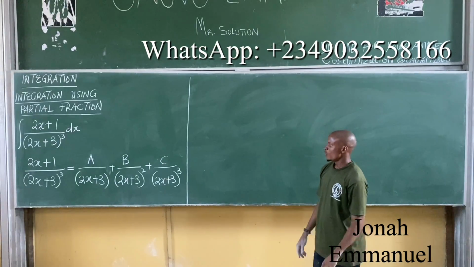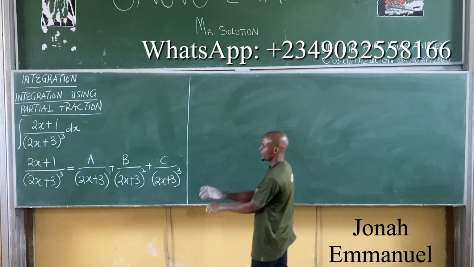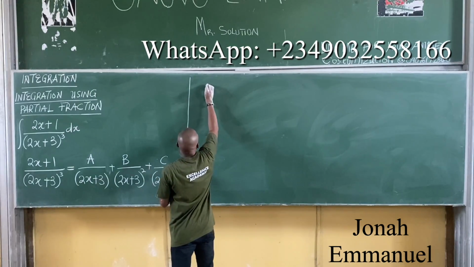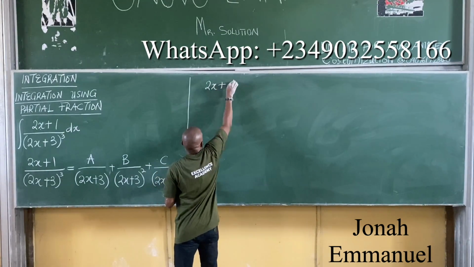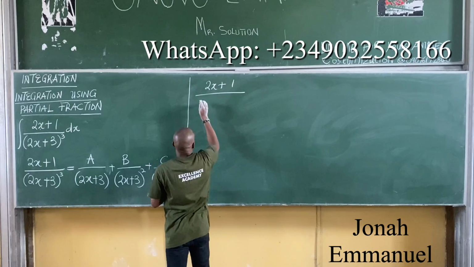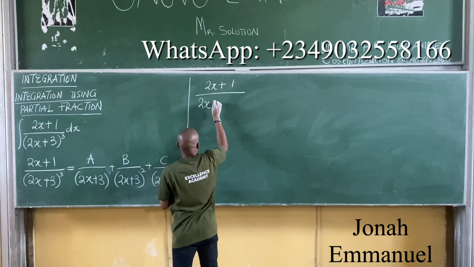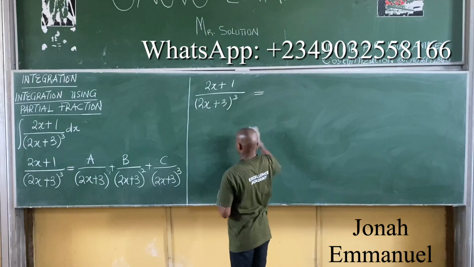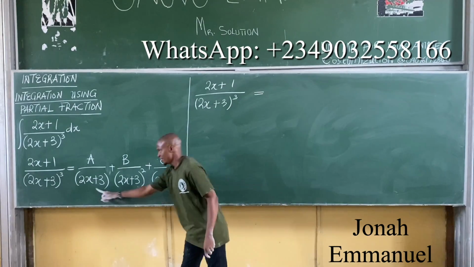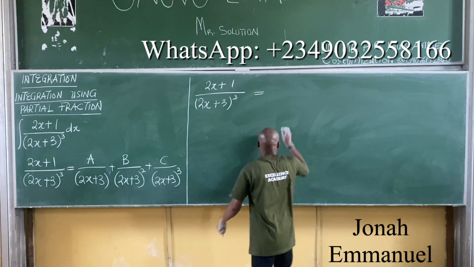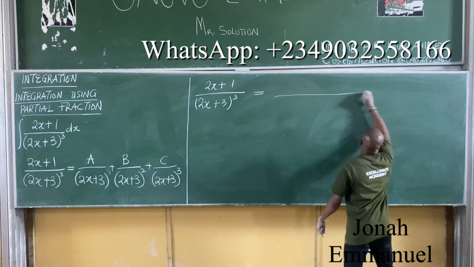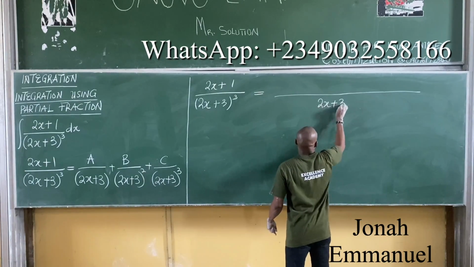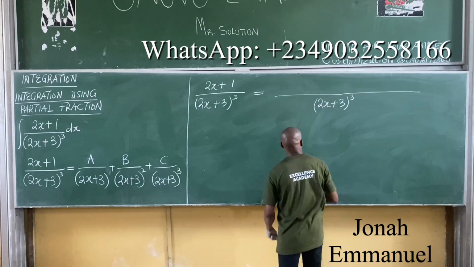Alright, what's the task here? How do you solve this partial fraction? What do you do? 2x plus 1 all over 2x plus 3 cubed is equal to what? The LCM here is 2x plus 3 cubed.